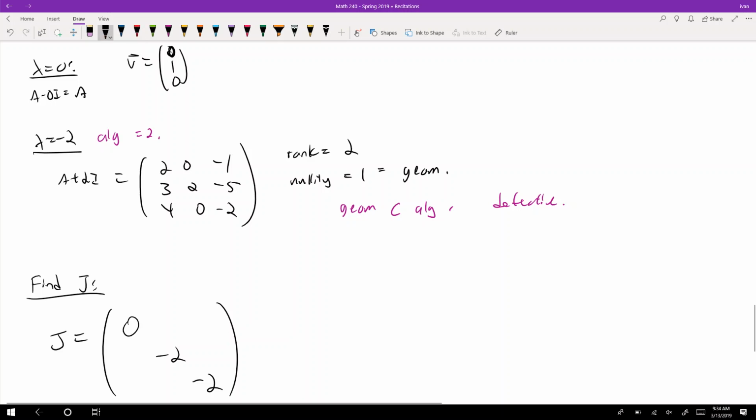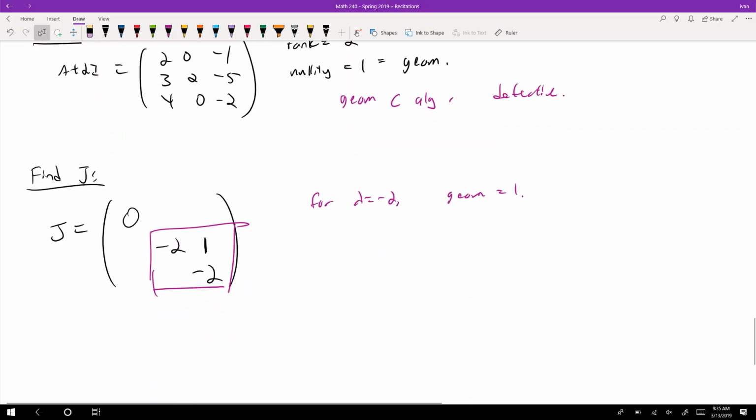Okay, so now what? Well, for lambda equals negative 2, the geometric multiplicity is equal to 1. So how many blocks do we have associated with lambda equals negative 2? You have one block, right? So the negative 2's just get swallowed up by one block. Okay, and now to fill in the block, we need to put a 1 above the diagonal. Okay, everything good so far?